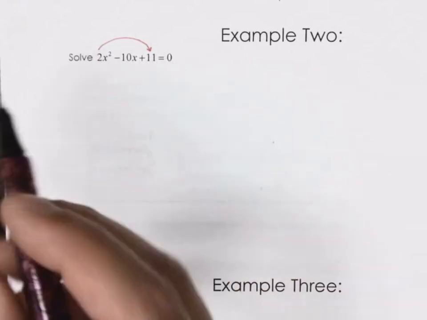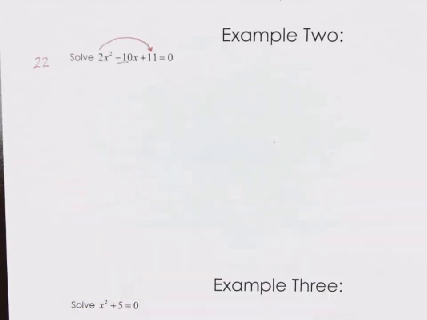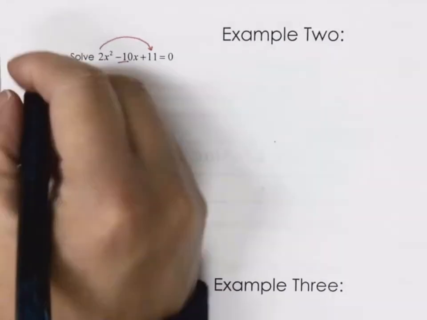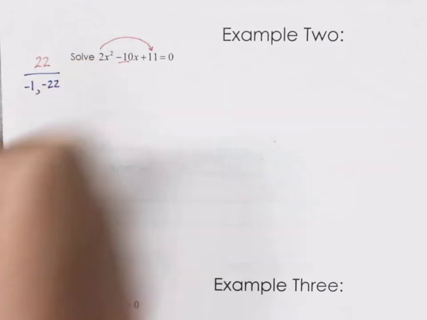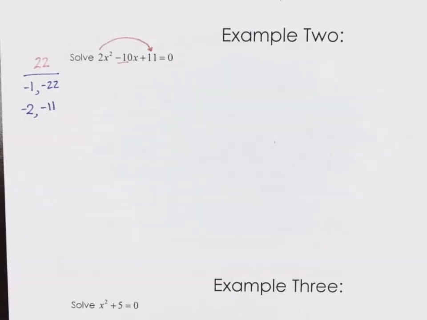So 2 times 11 is 22. It's positive, but my b is negative, so I know that my 2 factors have to both be negatives. So I would have to have negative 1 and negative 22. Well, that does not give me negative 10. Negative 2 and negative 11. Does that help? Are there any other factors? No, that's it. So right away, I know it's something I can't do with factoring. I haven't invested a lot of time in it. I've just kind of checked it. So I'm going to go ahead and use my quadratic formula.